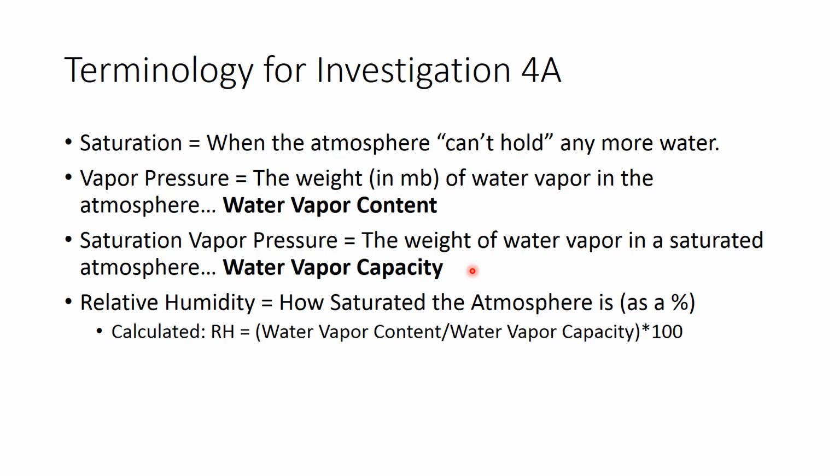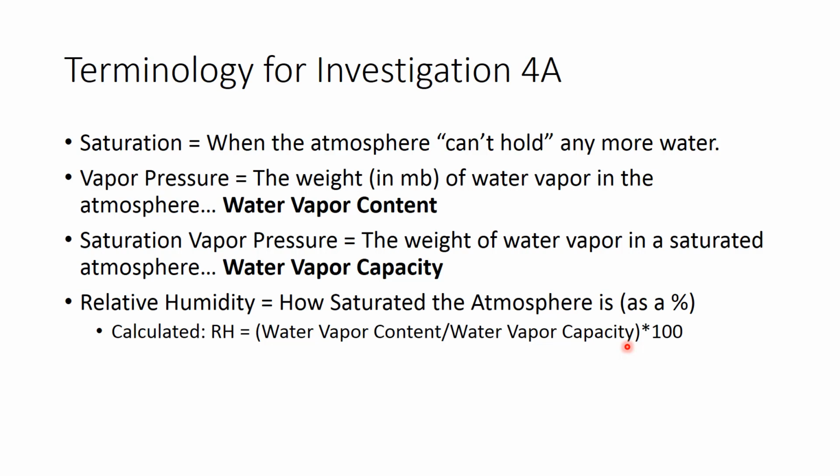And then finally, if you've ever opened up your phone, or looked at any kind of weather report, and they say the humidity outside is 78%, what they're talking about is what's called relative humidity. This is a percentage of how saturated the atmosphere is. To calculate this, you would take your water vapor content, that's your vapor pressure, and your water vapor capacity, that's your saturation vapor pressure, and you divide vapor pressure by saturation vapor pressure, so you divide content by capacity, and you get some decimal number, like 0.6 or 0.7. You take that number and multiply it by 100 to give you relative humidity.